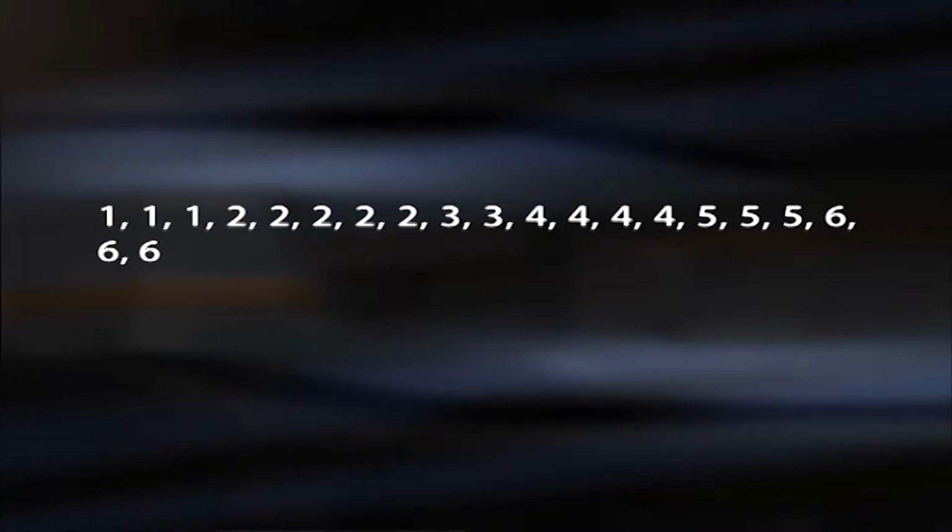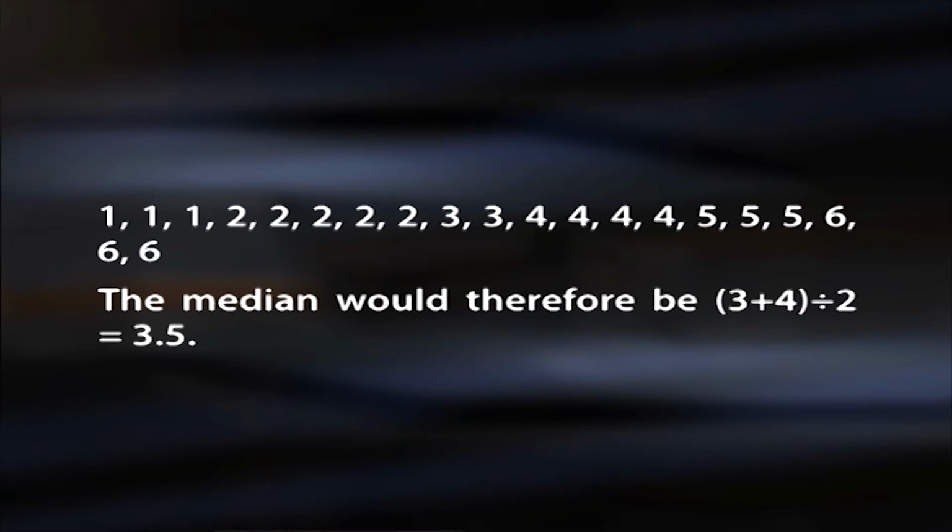From the list below, we can see that the middle values are 3 and 4: 1, 1, 1, 2, 2, 2, 2, 2 and up to 6. The median would therefore be (3 plus 4) divided by 2, that is 3.5.